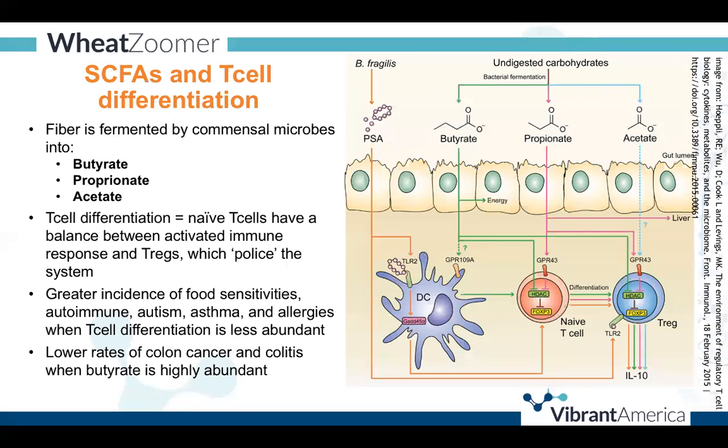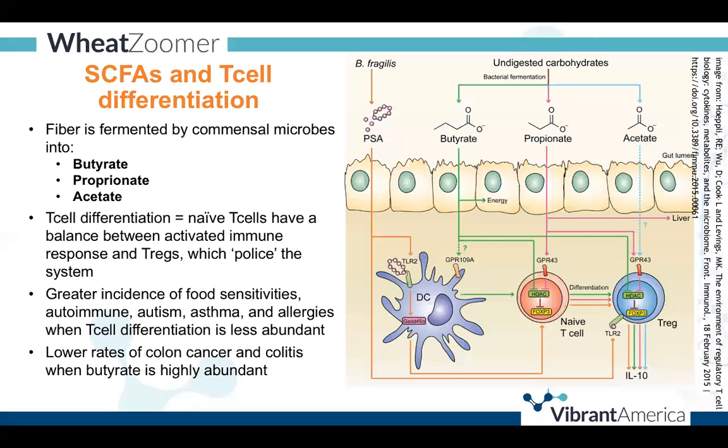Each of these short-chain fatty acids has influence on T-cell differentiation through slightly different mechanisms, but the end result is the same. T-cell differentiation is basically the process by which naive T-cells become activated to perform a function. In the case of inflammatory response, naive T-cells become activated T-cells that then signal B-cells to produce cytokines, as well as participate in immunoglobulin-driven reactions. So that's where you get your IgG and IgA.